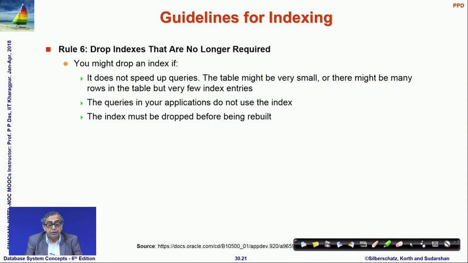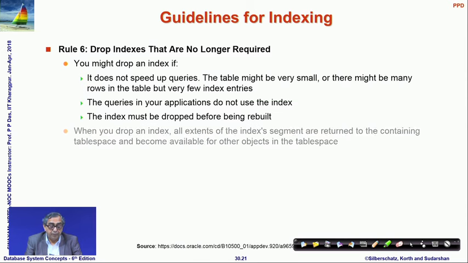The queries in your application do not use the index. You have certain indexes and the queries are done on other attributes or other composite attributes. So, the index is of no value, and obviously, an index must be dropped before being rebuilt. If you are creating a new index in a new way, then make a judgment and drop indexes which are no longer required, as and when you observe that, and improve the performance.